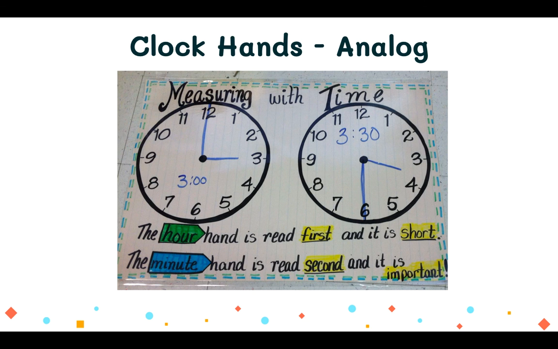All right, so remember, when you look at the time, you always read the short hand first, the hour hand. So the hour hand is read first, and it is the short hand. So we look at the short hand first, and then we look at the long hand, which is the minute hand. So again here, we look at the short one, 3 o'clock. Here, 3, because if it's between 3 and 4, it's 3. If it's between 4 and 5, it's 4. So 3:30, because it's on 6. So this is an analog clock.